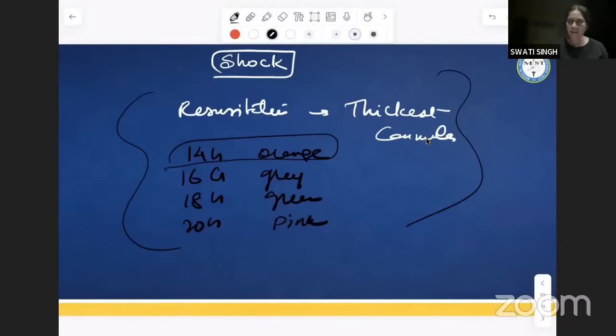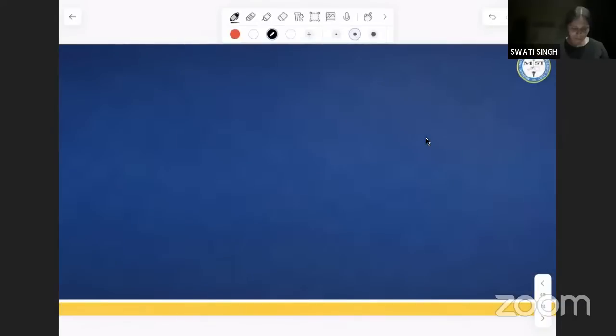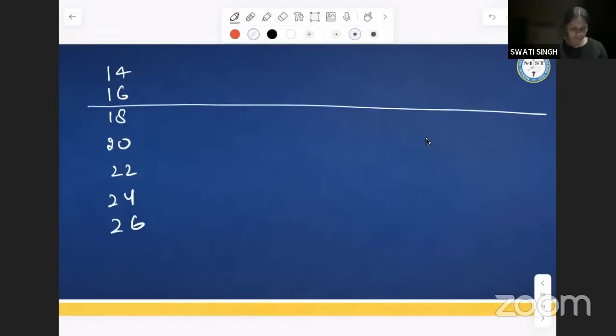Okay guys, a very quick revision of cannulas. I'll start with 14, 16, 18, 20, 22, 24, 26. These are the available ones. The first two are used in trauma and cardiac surgery. Why? We have to give more fluid in these conditions. Fluid is given very fast.